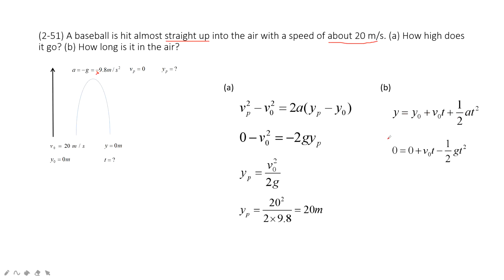Then we input the known quantities. The final position is 0, the initial position is 0, and acceleration is -g. So in this one, it's super easy. We can solve for t.